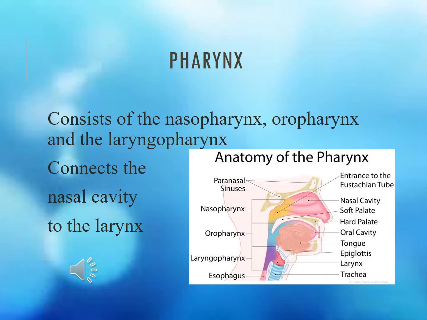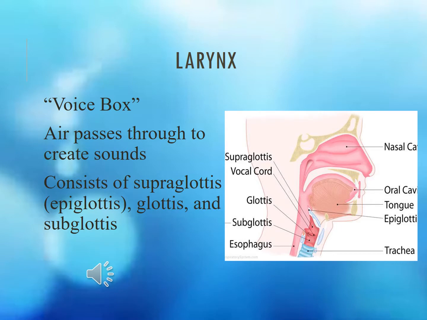First up, the pharynx. It consists of the nasopharynx, the oropharynx, and the laryngopharynx, and this connects the nasal cavity to the larynx. The larynx is known as your voice box. It's where air passes through to create sounds which help you talk. This consists of the supraglottis, also known as the epiglottis, the glottis, and then also the subglottis, which you can see labeled in the diagram.